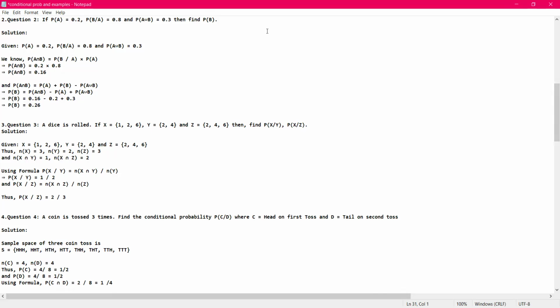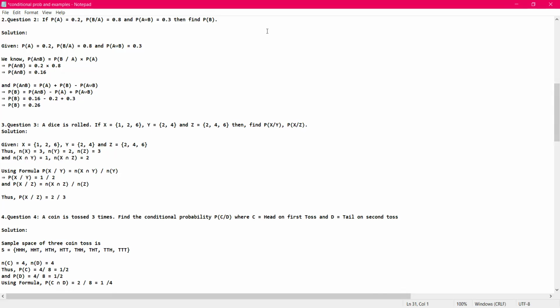So how do we find this P of A intersection B? It means P of B given A into P of A, because we already know the conditional probability P of B given A equal to P of A intersection B by P of A. So from that, P of A intersection B equal to P of B given A into P of A. Now calculate the value: P of B given A value is 0.2, P of A value is 0.8. So now what is the value? 0.16. Now P of A intersection B equal, now we will find the value.